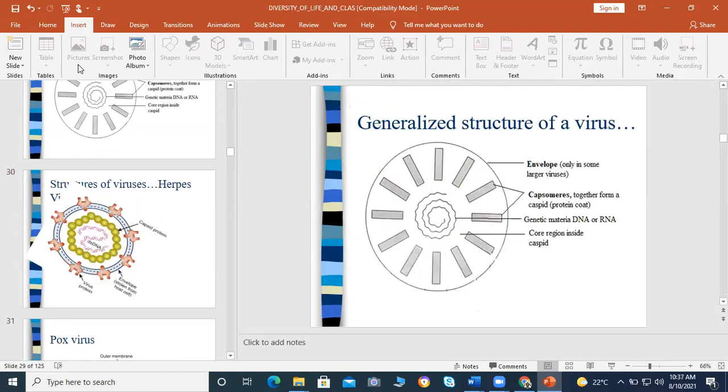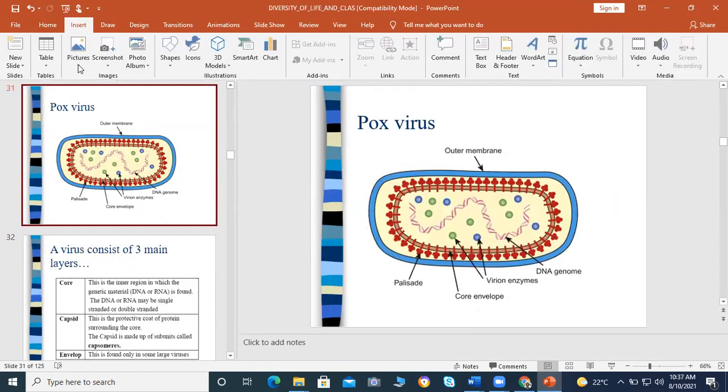Now we look at the structure of a pox virus. You've heard about smallpox, eh?